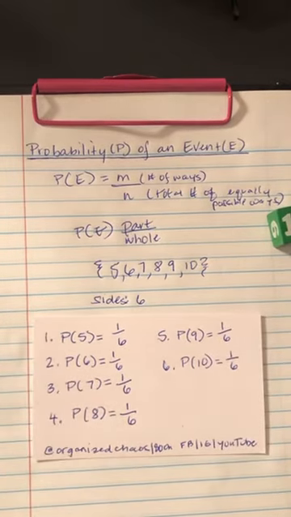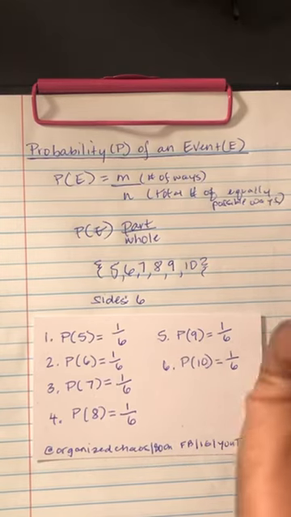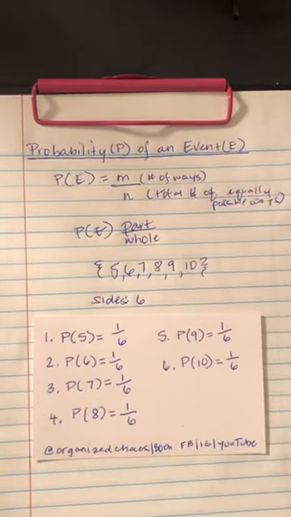Now, that should add up to be 1 because 100% represents all the sides of this number cube or dice. And that's really all I wanted to cover today, just really basic.